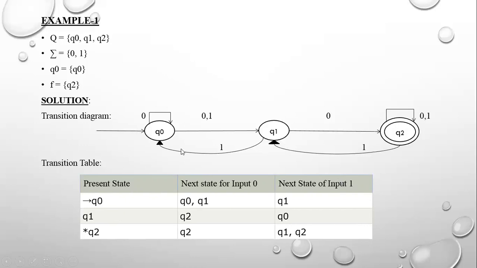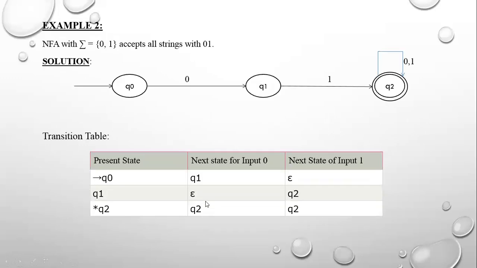Suppose Q0 gets input 0, it reaches Q1 and it reaches Q0. Q1 with 0 reaches Q2. Q2 with 0 reaches Q2. Q2 with 1 reaches Q2 as well as Q1. So this is called the same input reaching different states. That is the difference between deterministic and non-deterministic finite automata. In deterministic finite automata, Q0 reaches only one state, not multiple states.